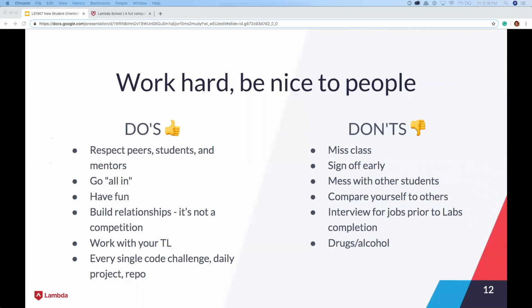Don't interview for jobs prior to labs completion. We have a whole career curriculum here for you guys, so you will know exactly when it's time to start applying for jobs. And please don't do drugs and alcohol. What you do on your time is your business, but while you are online at Lambda School, please do not partake. Thank you.